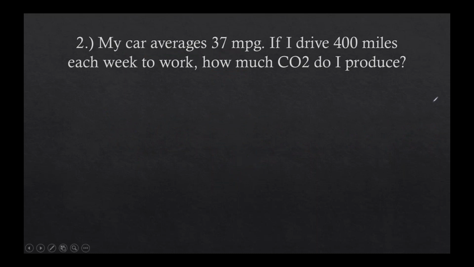The gas ones really aren't too bad, but my car averages 37 miles per gallon. If I drive 400 miles each week to work, how much CO2 do I produce? Now, I want to first focus on this piece right here. Remember, the per is a fraction bar. So this is the same as 37 miles per 1 gallon, or you could write that as 1 gallon over 37 miles.